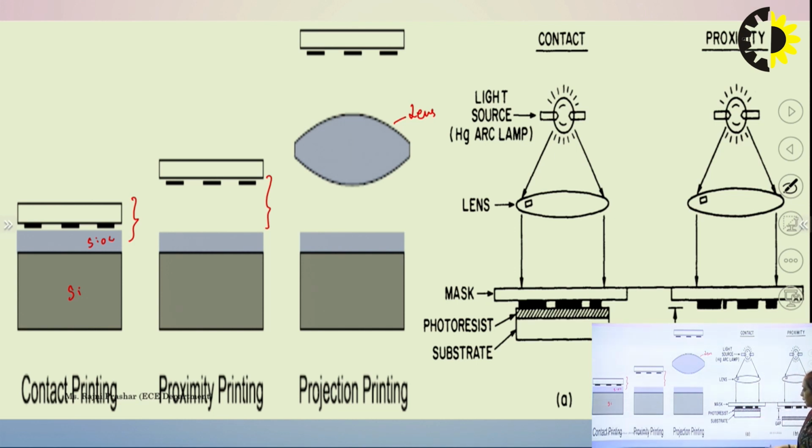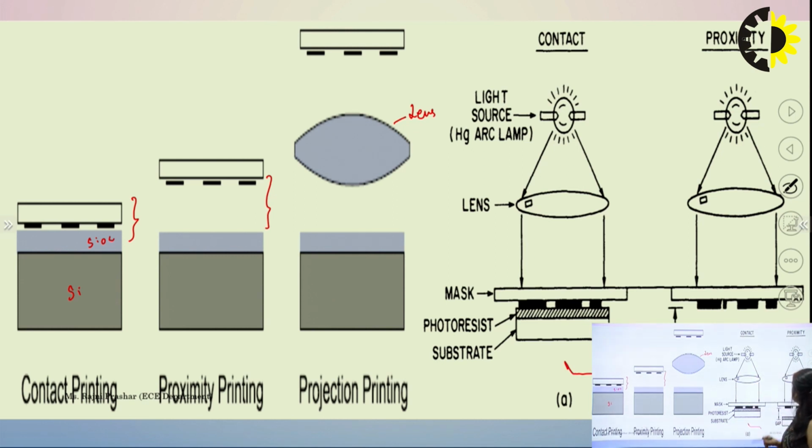With another diagram, here we can see that in the case of contact printing, we have this light source, some lens is there, and this mask is in contact with the photoresist material. And in the case of proximity printing, we can see that we have the lens, and there is some distance between the mask and the substrate.